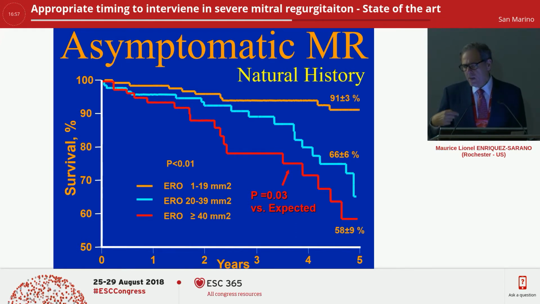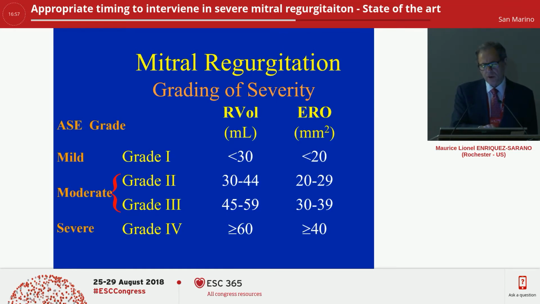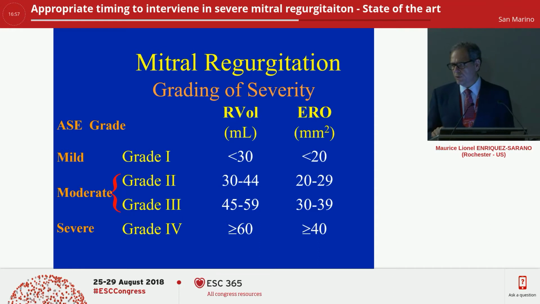But the method of quantitation, the grading, is in the ASE grading, the words, and all the angiographic grading, and the numbers are the same. So if you say severe, it's grade 4, and it's 60 of regurgitant volume and 40 of regurgitant orifice. And that's the grading that has been maintained in both European and American guidelines. However, over time, this method has been criticized. Oh, it's too difficult. I don't have time. I'm too busy.